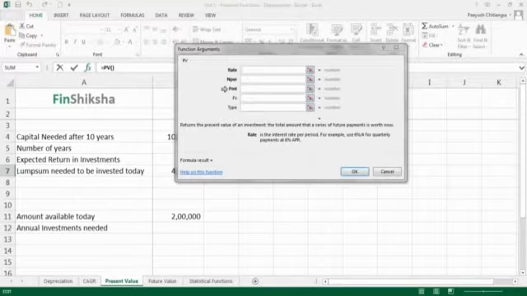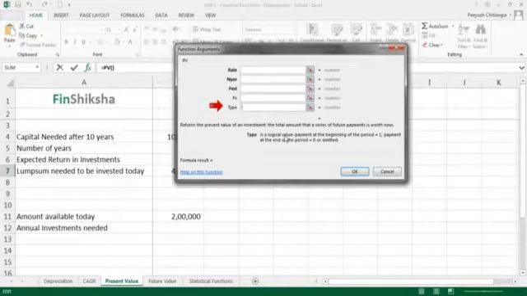PMT is the per month payment, if there is any, or the per period payment that we are making. Here there are no periodical payments. There is only a single payment, which is the present value that we have to calculate. Future value is the value that is coming to us at the end of the period, which is 10 lakhs. Type: if you leave it at 0, it says payment at the end of the period, but if you leave it as 1, then it is payment at the beginning of the period.